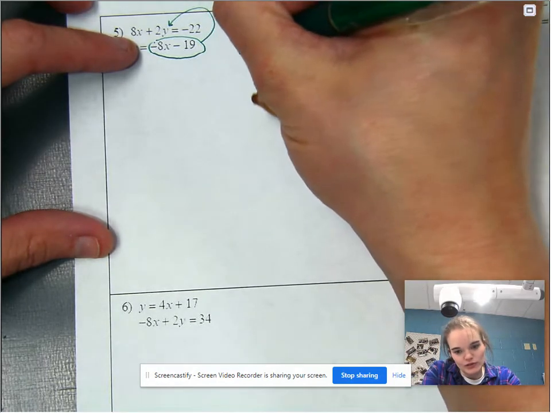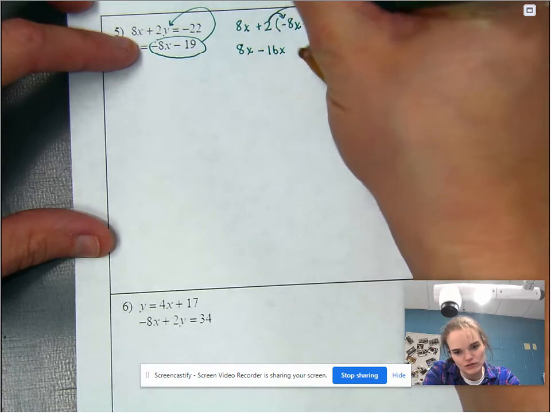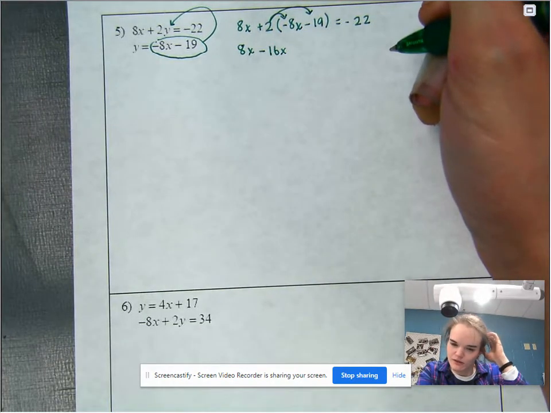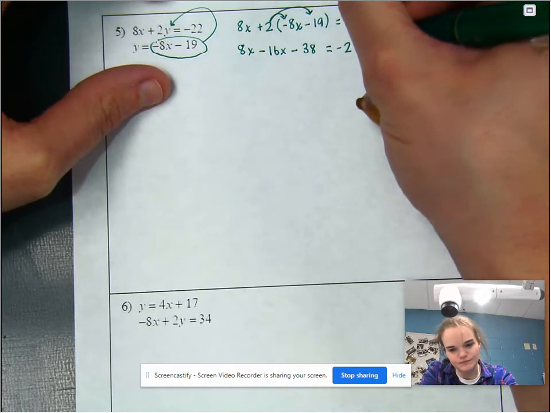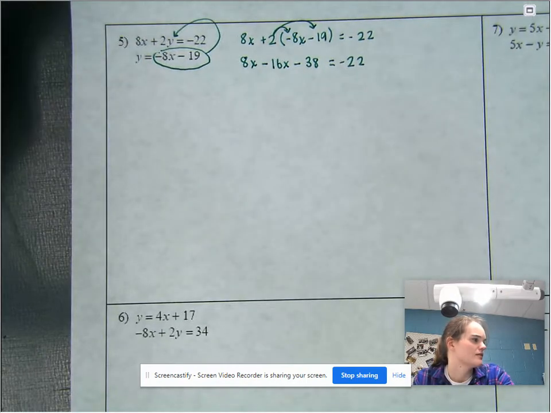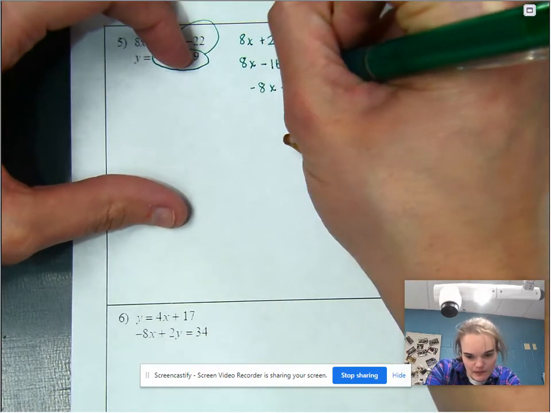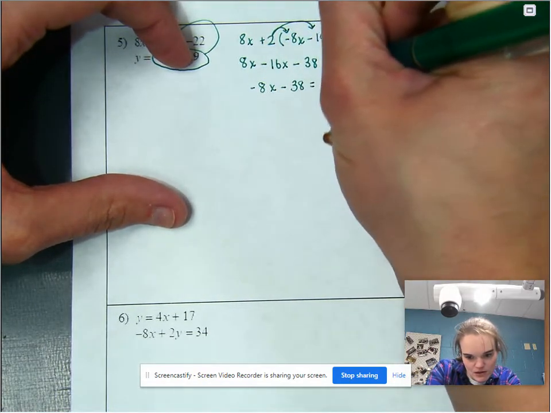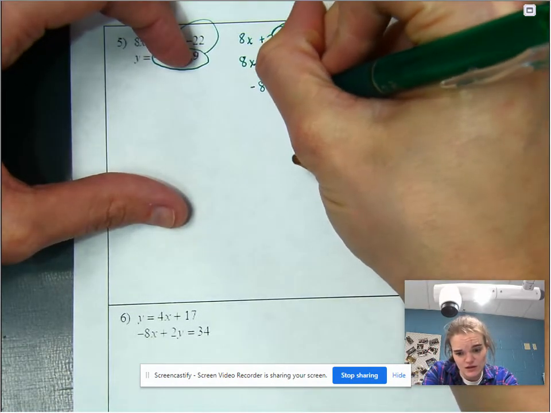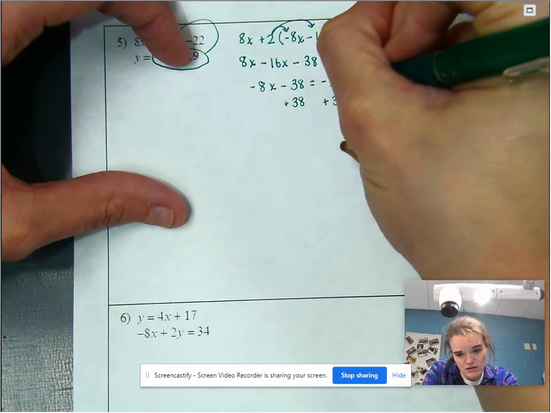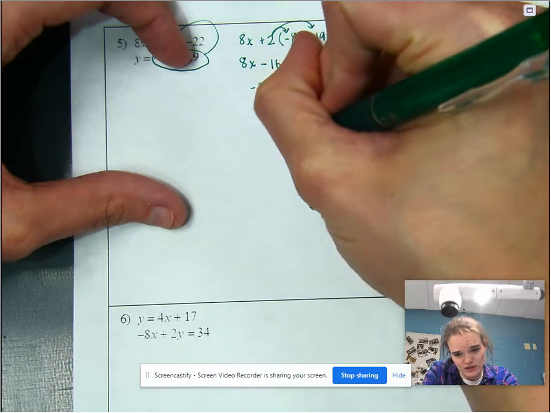Bring down 8x, distribute, negative 16x, and 2 times negative 19 is 38, negative 38, and that equals negative 22. 8x minus 16x is negative 8x. Okay, then add the 38. 16, so negative 8x equals 16. Divided by negative 8.